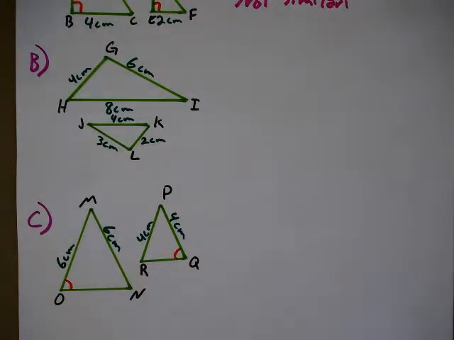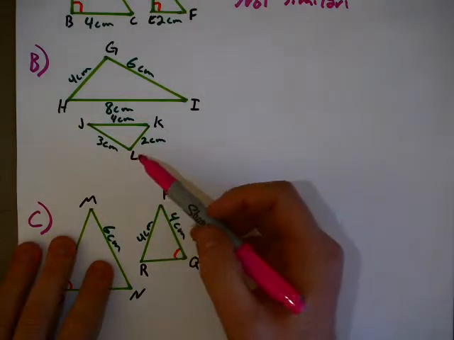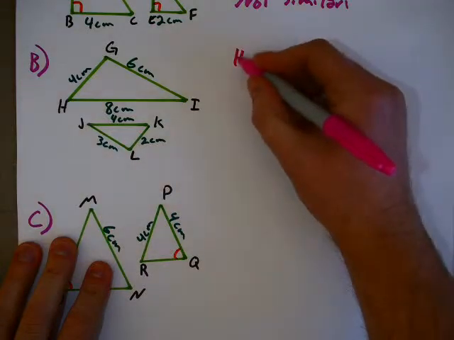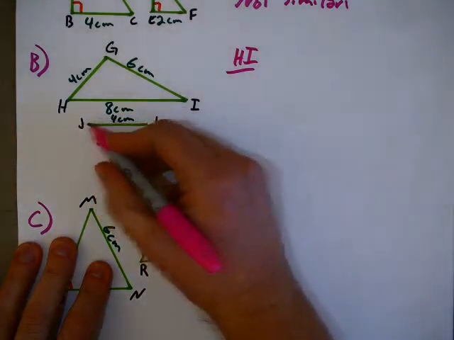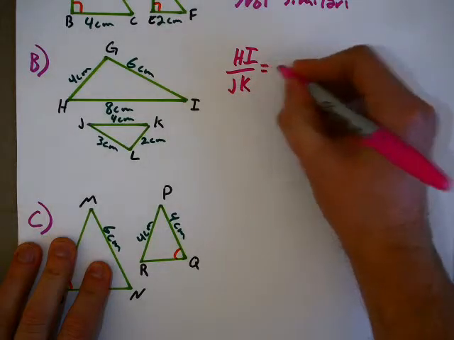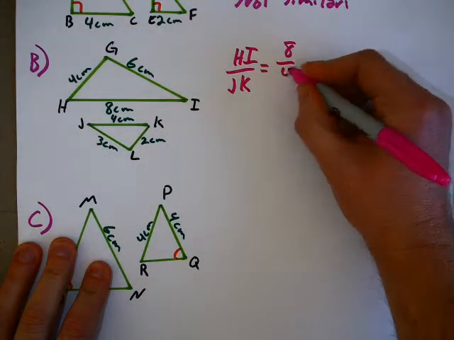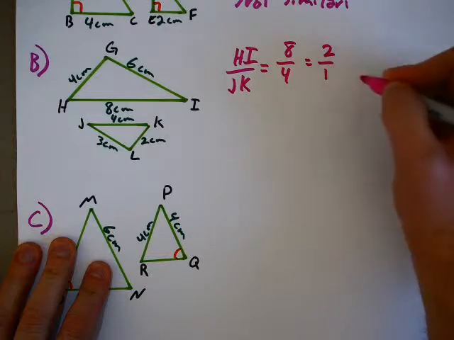So if you notice right away, it looks like we have 3 sides with measurements. There are no angles here, nor are these in any way attached where we could figure out what some congruent angles are. So most likely we're going to use the side-side-side similarity. So what we have to do is make sure that each side is in proportion to its corresponding side. So I'll start with this HI, and I'll put that over JK. And so that's going to be 8 over 4 or 2 over 1.